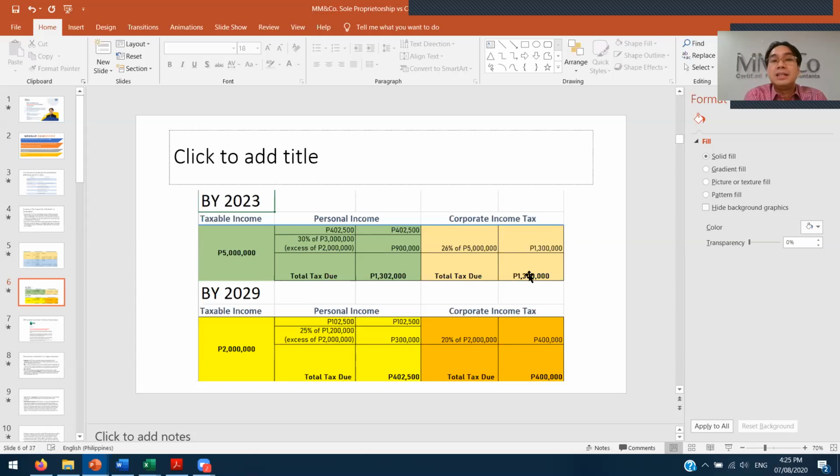Okay, kanina nag-match tayo at the height of 7.5 million. Pero dito, nag-match tayo at the height of 5 million. Halos nag-match tayo. But look at 2029. I'm not convincing you to change your mind if you are more of a sole proprietor. But meron din namang advantages kapag ka-corporation. Kasi tingnan nyo, in 2029, ito na yung posibleng mangyari. At the height of 2 million lang, magkamukha na halos. With a difference of 2,500.